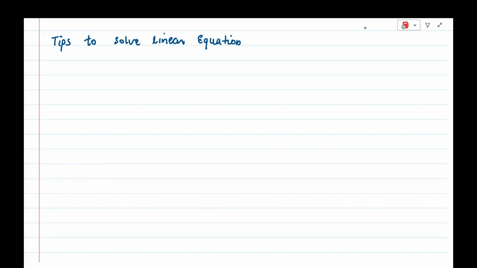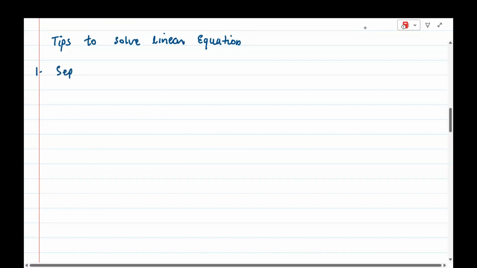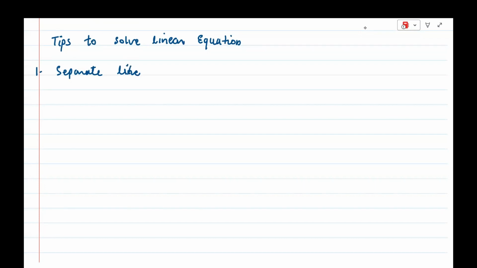Before going to exercise, let's see some of the tips how to solve linear equation. So, first tip is separate like terms. Like terms. What it means? It means the variable on one side and constant on another side. That is first rule.